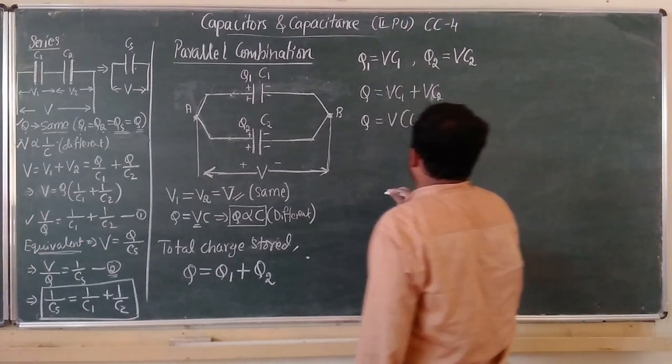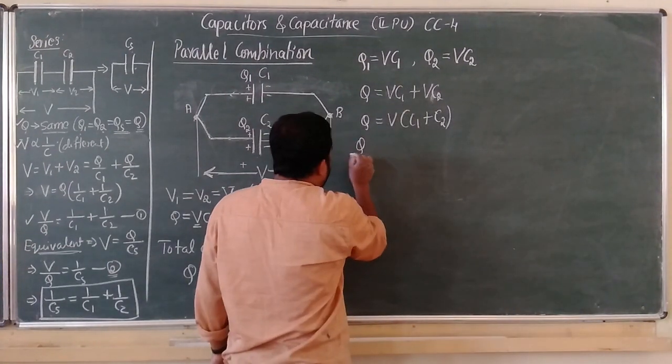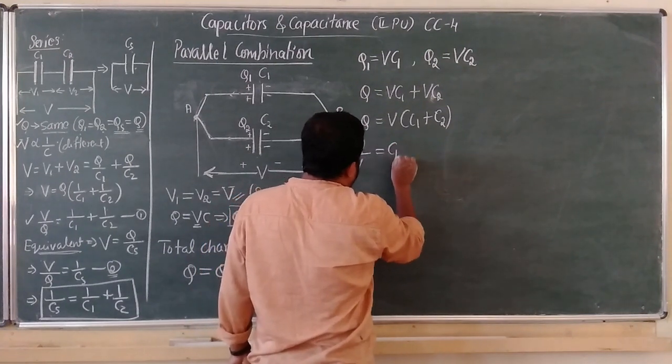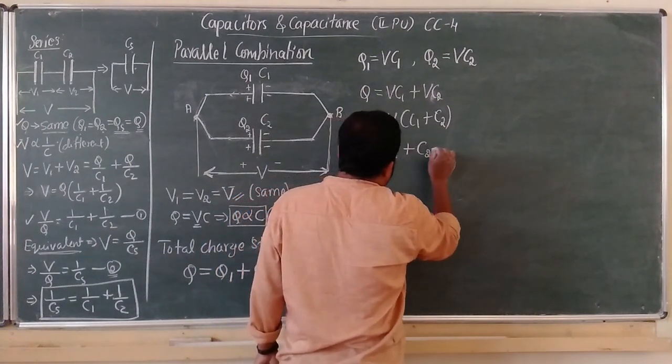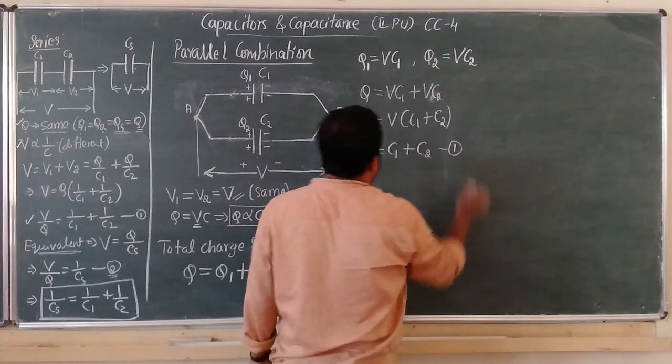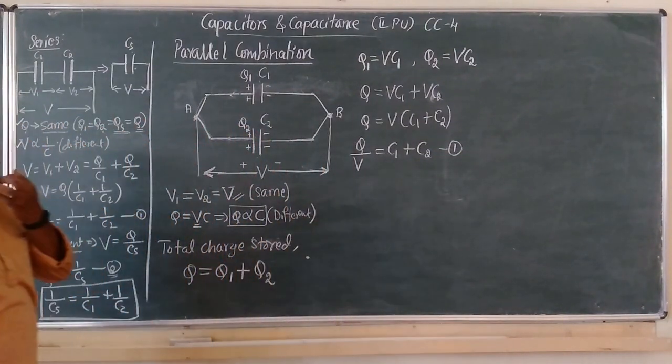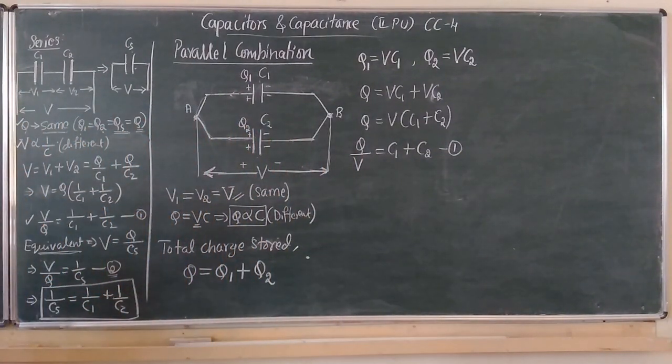V is common, take it outside: C1 plus C2, or Q divided by V is equal to C1 plus C2. Take it as equation number 1. Q divided by V is equal to C1 plus C2.